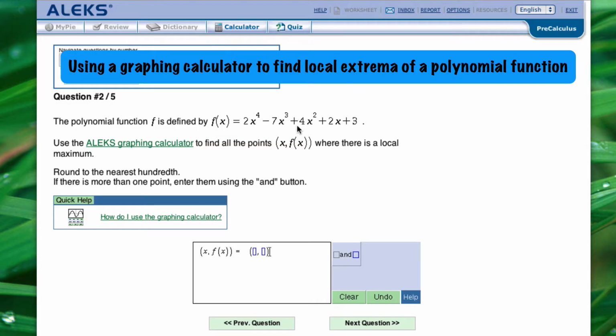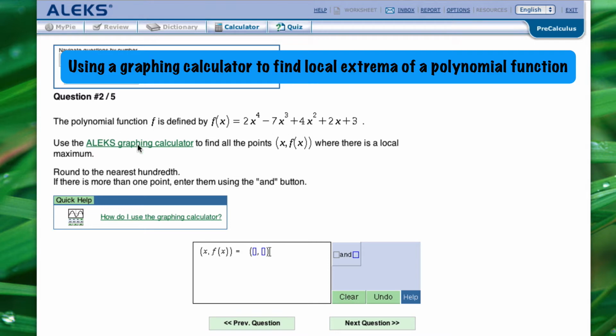In these questions, you will be given a polynomial function and then asked to use the graphing calculator to find the points where there are local maximum or minimum values. You are asked to round your answer to the nearest hundredth. If there's more than 1 point, enter your answer using the AND button here.